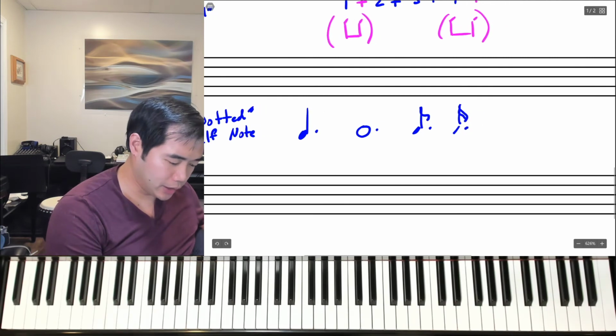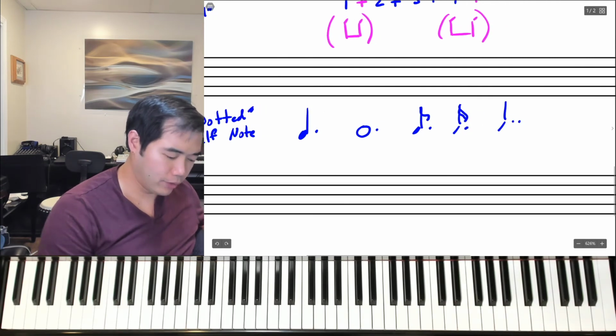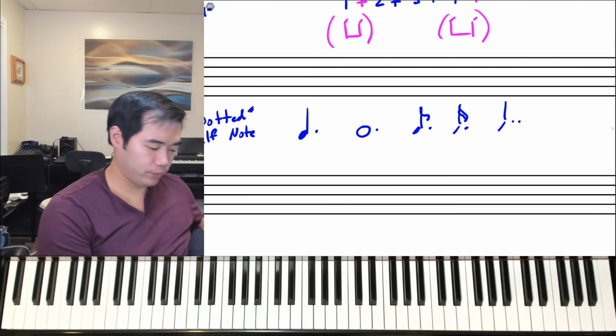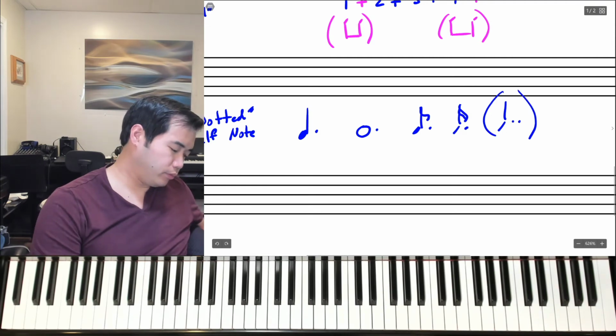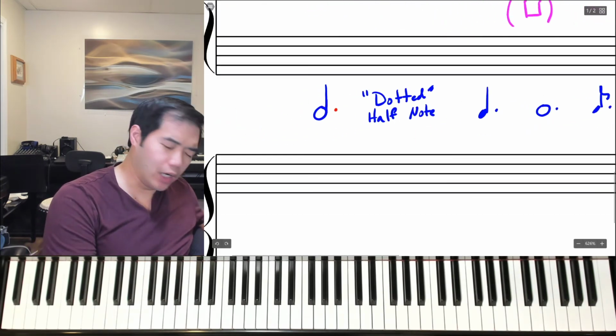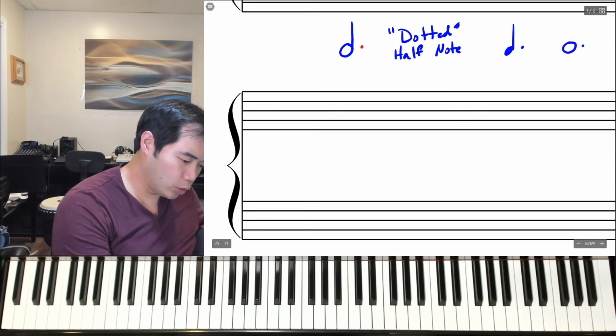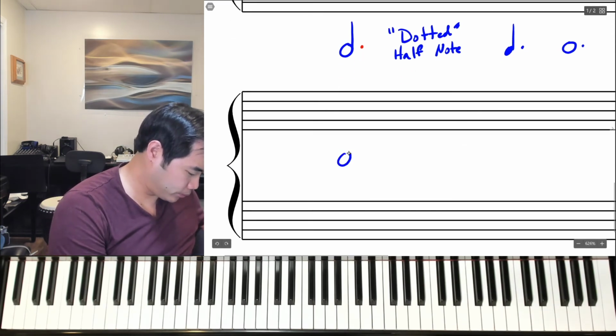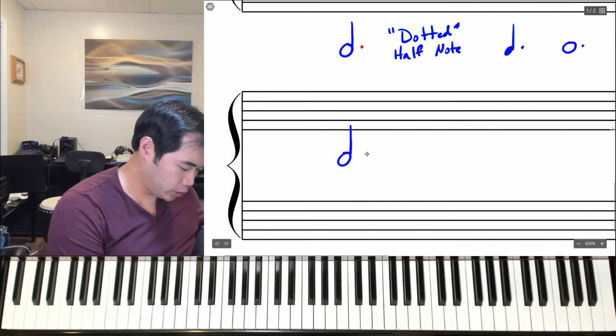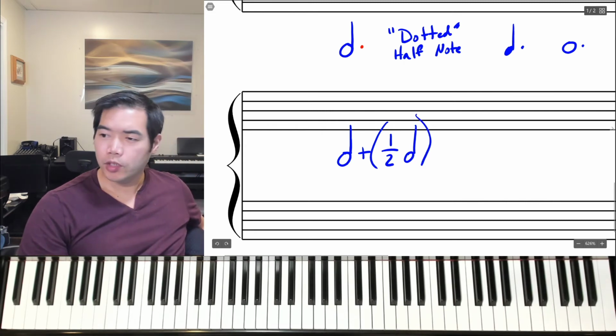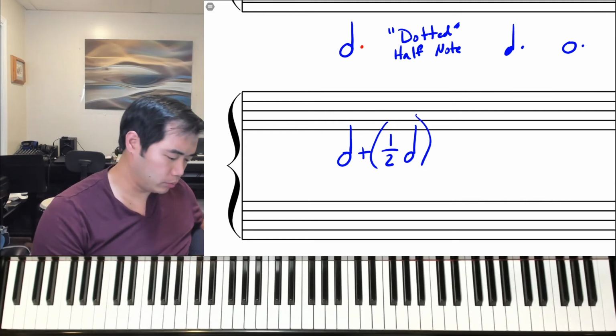And we're not going to get into detail here. We might even have a double dotted note. But let's figure out what this dot means. Okay? The dot is just a way of saying this: the note plus half of its note. Okay? So what's half of a half note?